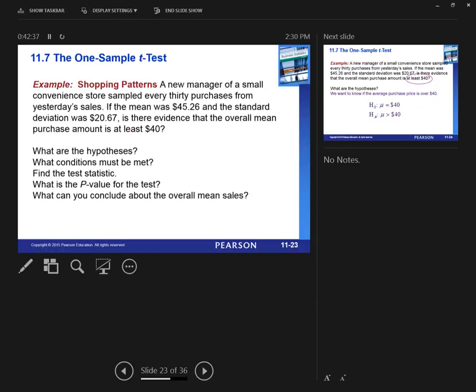So here's our example again. We have every 30 purchases. Again, this is called a systematic sample, which are great. These are awesome. We don't use random numbers to do that. We're getting every 30 people. So it's not random, but it's a pretty good sample. And here's our mean. These are all from the sample.